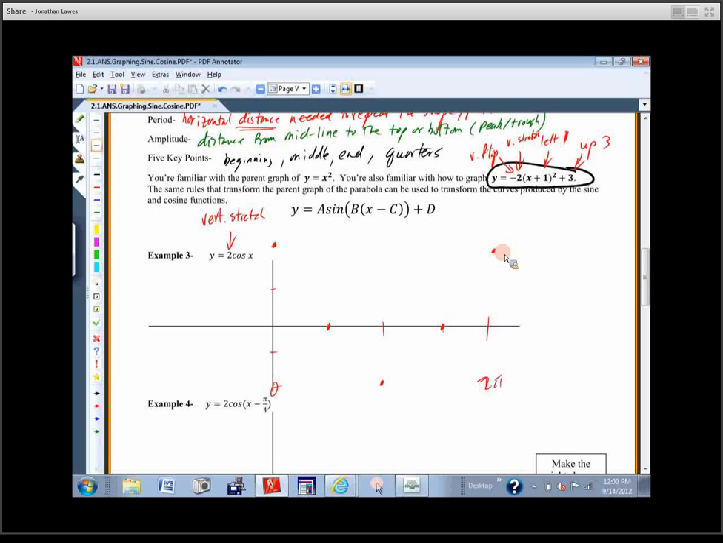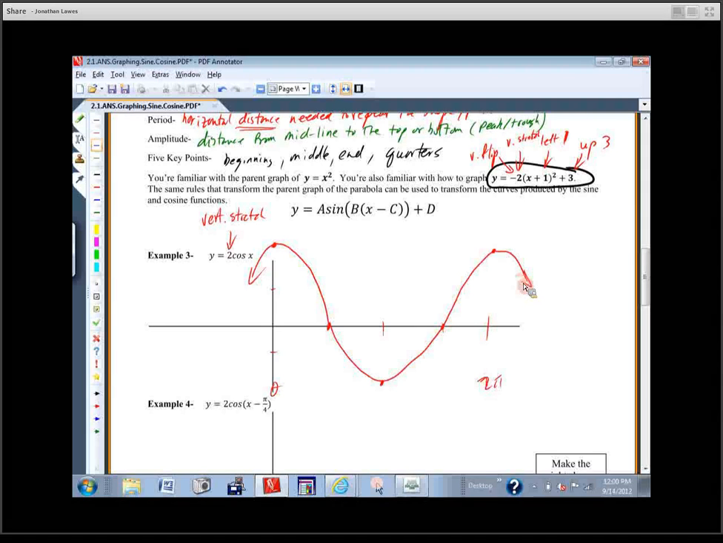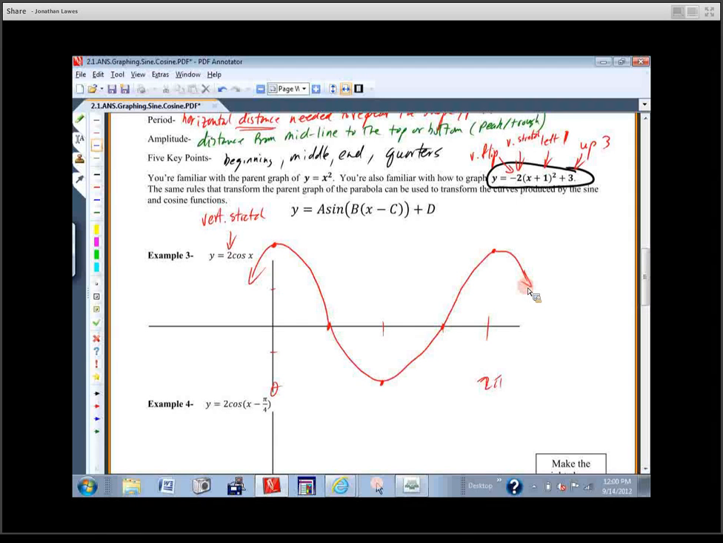So here's what the graph looks like. I've got those 5 key points. It's going to look something like this. And just keep doing that over and over and over again. I'm going to put some arrows on here. I've got my 5 key points. Maybe this isn't perfectly to scale. Any questions?